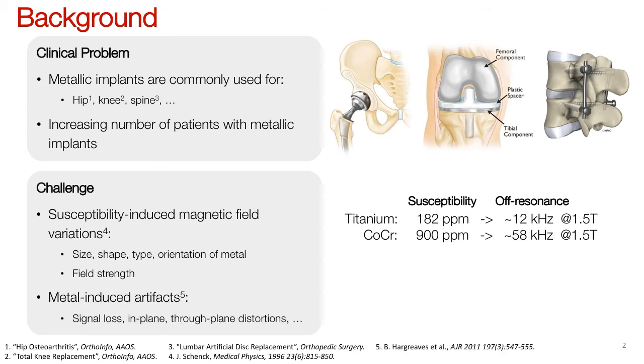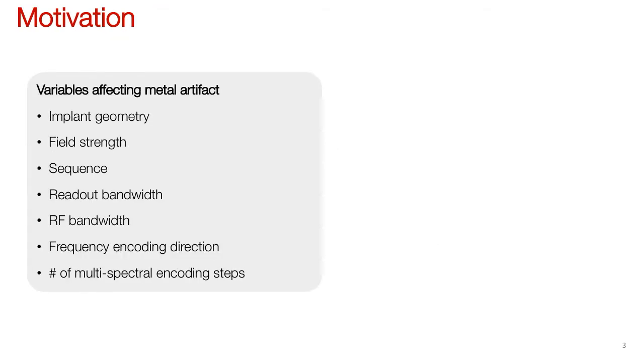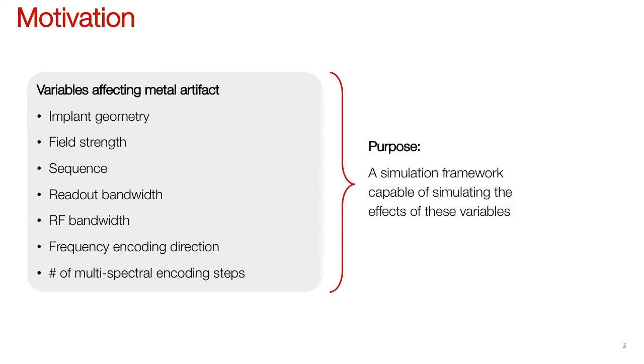Field inhomogeneity causes substantial artifacts such as signal loss due to signal dephasing, or in-plane and through-plane distortions. All of the variables listed here can affect the metal artifact. Our purpose in this abstract is to demonstrate a simulation framework capable of simulating the effects of these variables.